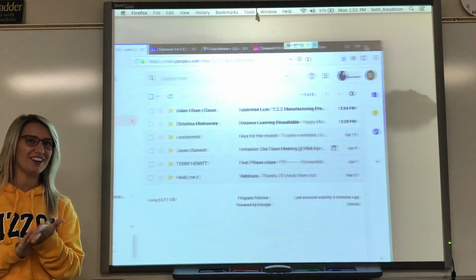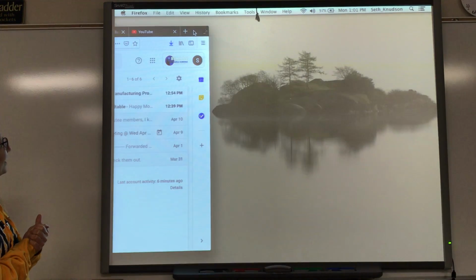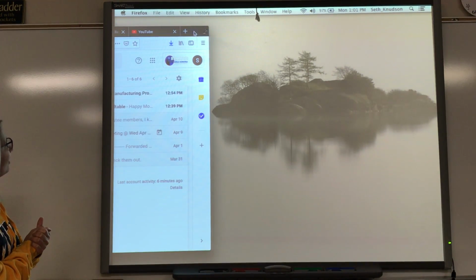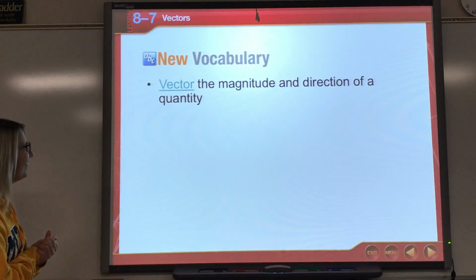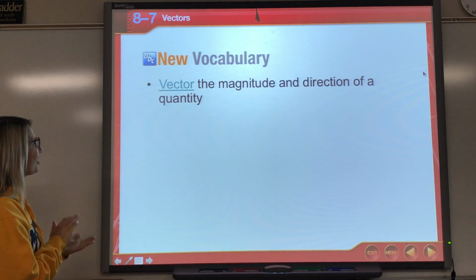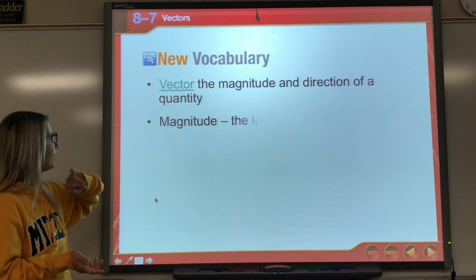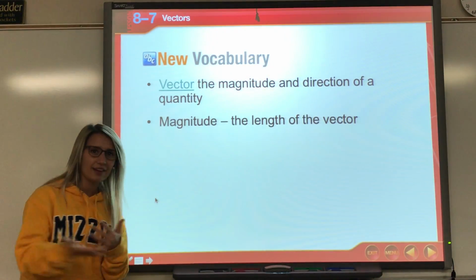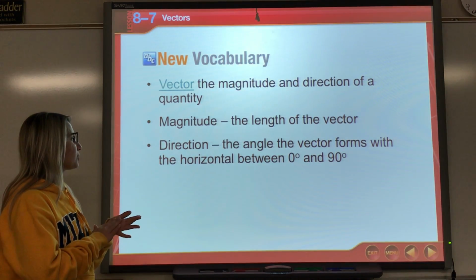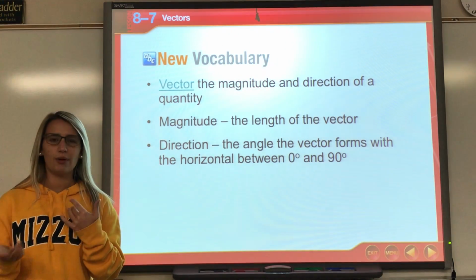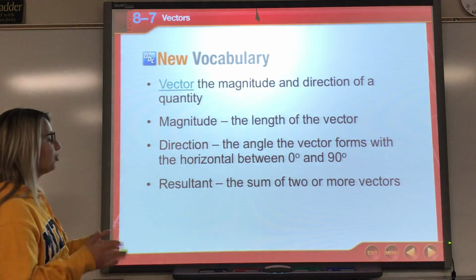So that was our friend Vector. So a vector has the magnitude and the direction of a quantity. Okay. Magnitude is the length of the vector. The direction is the angle the vector forms with the horizontal between 0 and 90 degrees. And the resultant is the sum of two or more vectors.